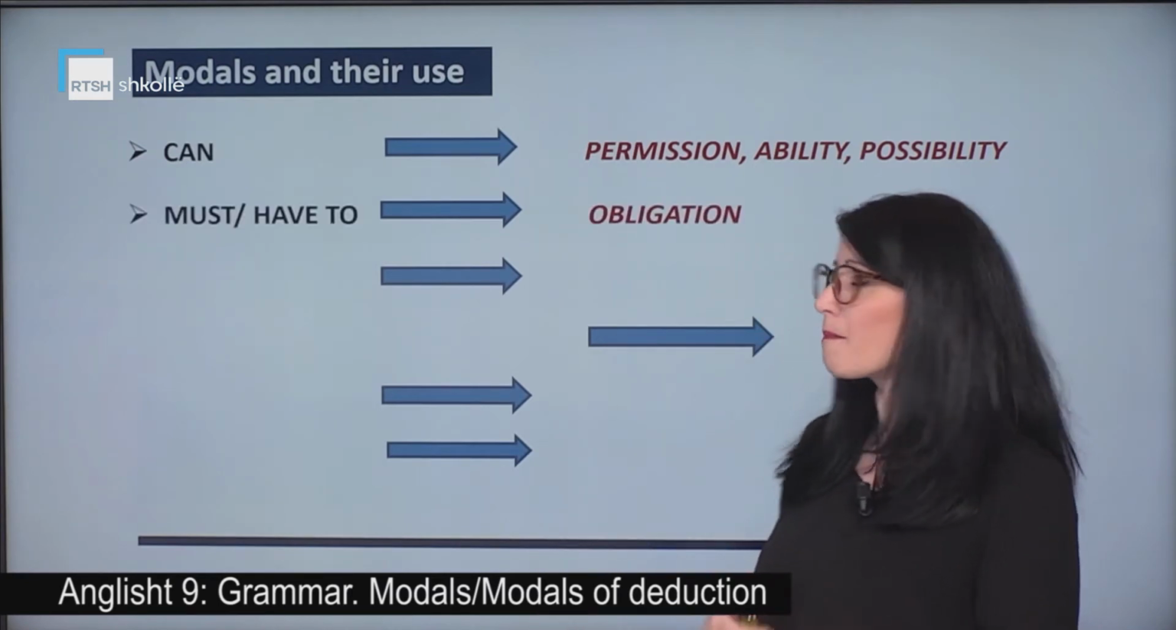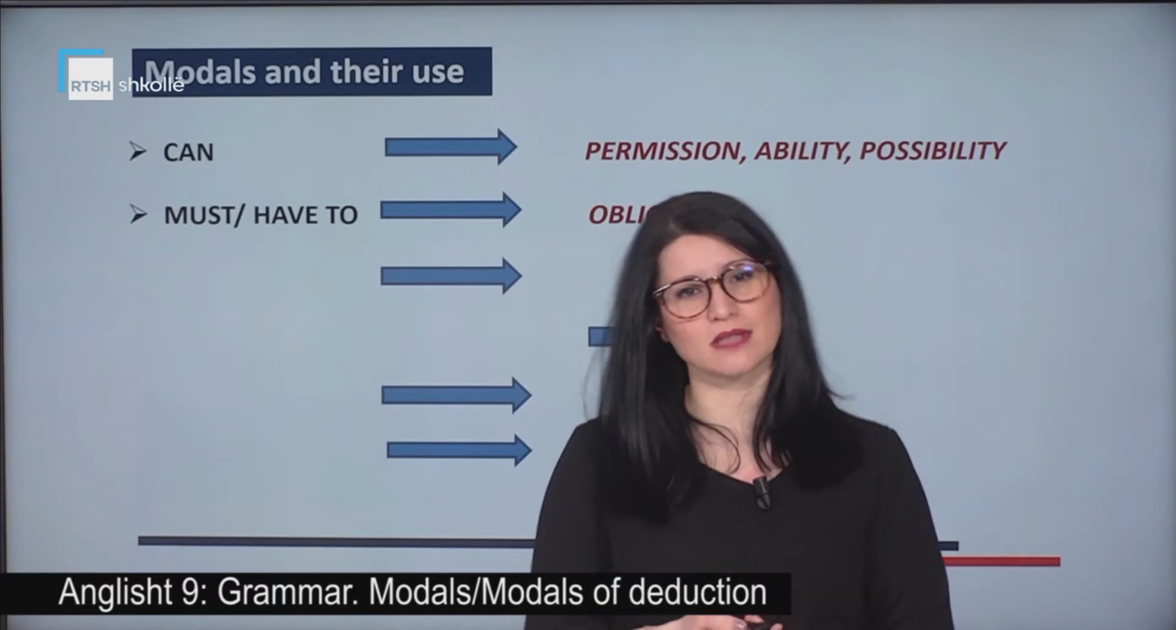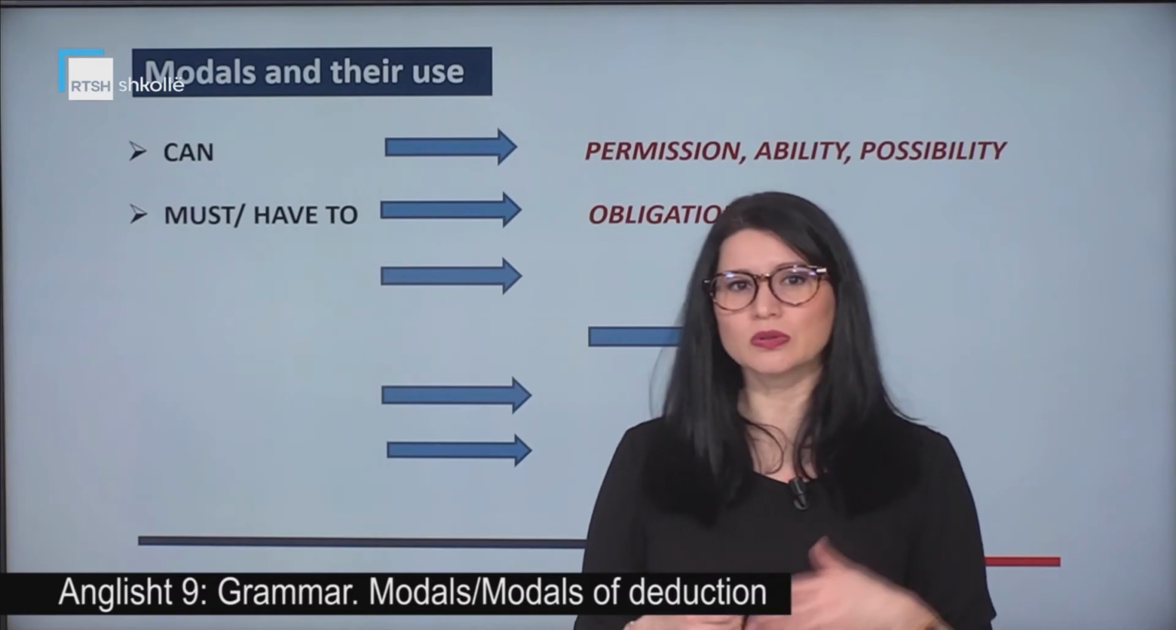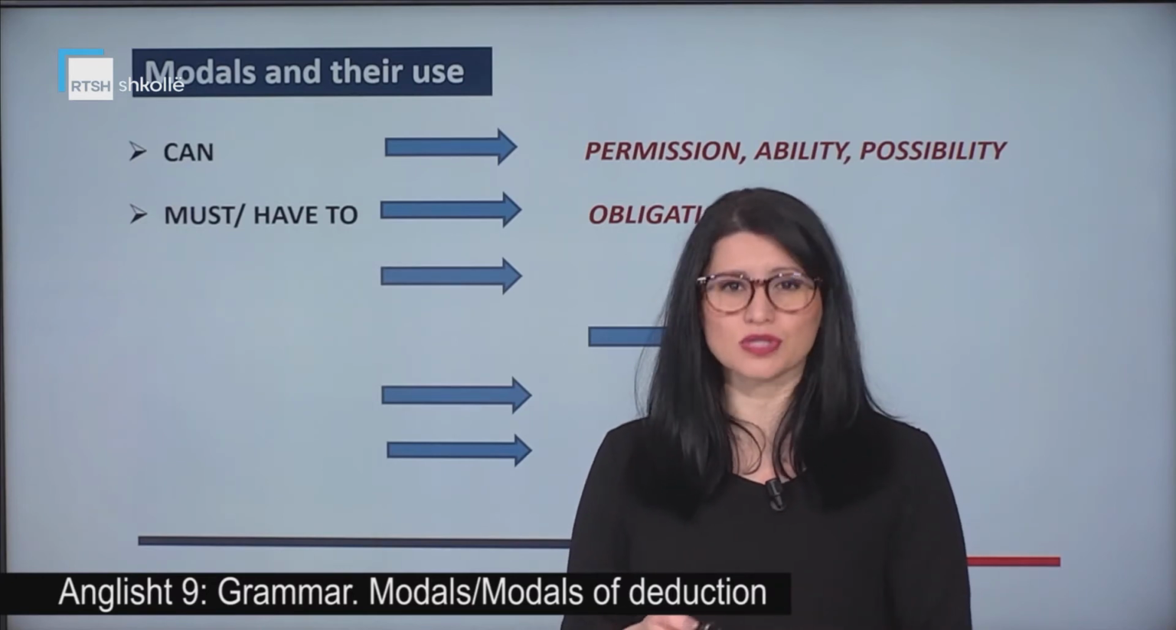Let's go on with must or have to. When do we use must and have to? We use must and have to express obligation, when it is a rule or a law, when you are obliged to do something.